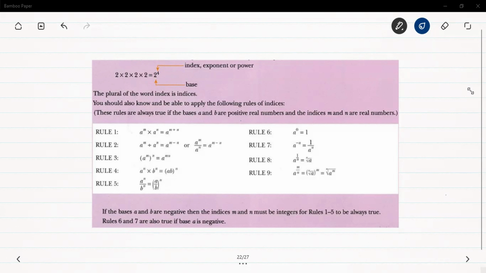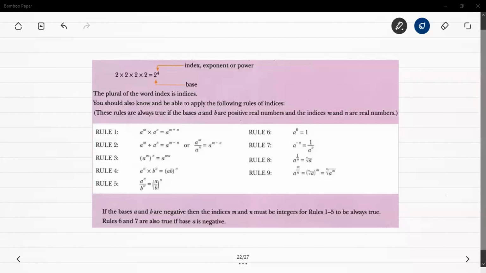So basically, chapter 3, or in fact, the topic indices and surds, has been individually removed from the CAIE advanced syllabus. However, we are still going to do it because it's one of the fundamental concepts of mathematics. And if you don't know how to solve indices and surds, you're going to find it hard to solve any paper. So just jumping straight in.